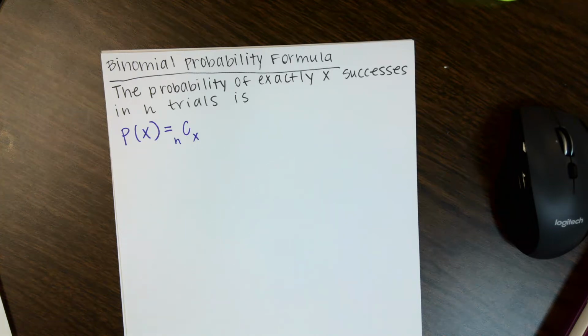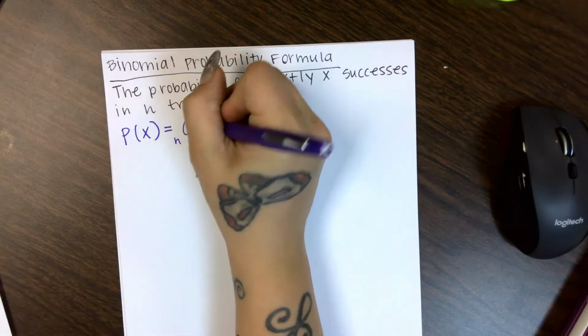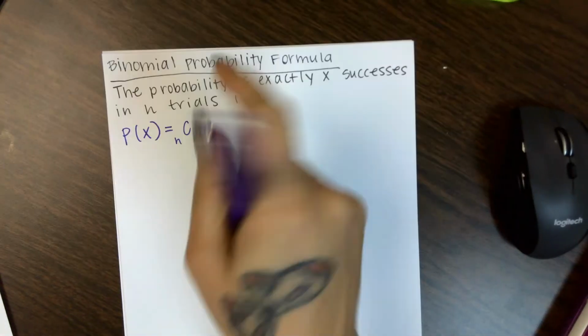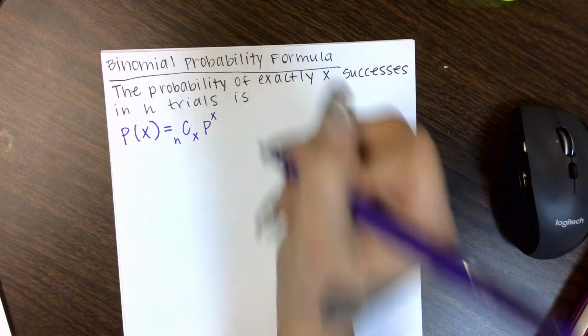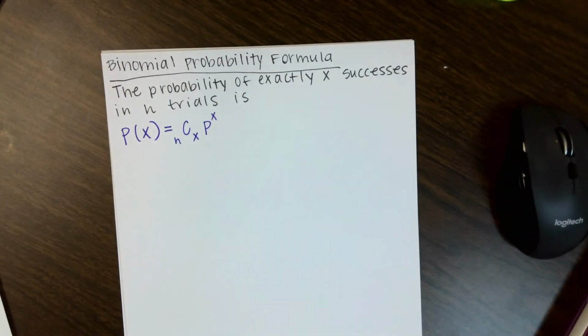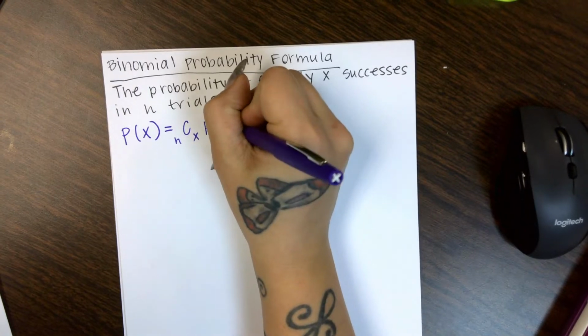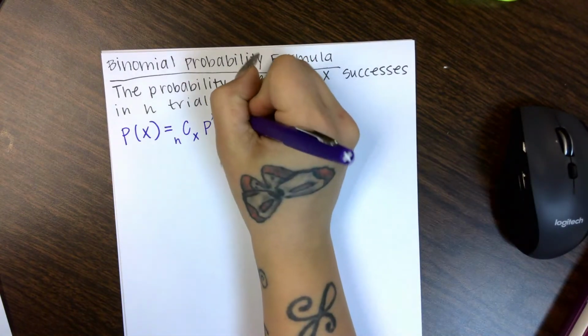We're not going to do nCp. It's just going to be the combination. Just the combination formula here. So we have nCx. And then we're going to multiply that by our probability of successes raised to the X power. And then we multiply again with the probability of failures raised to the N minus X power.